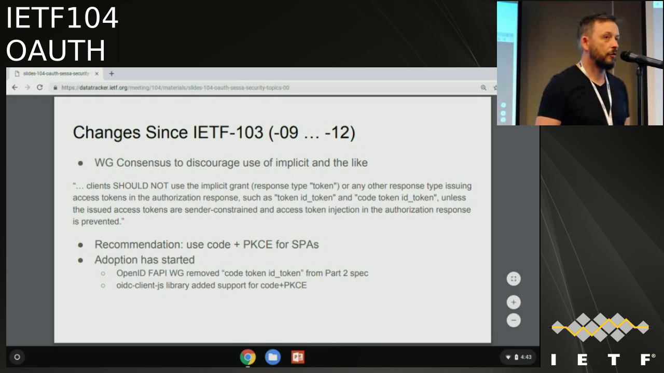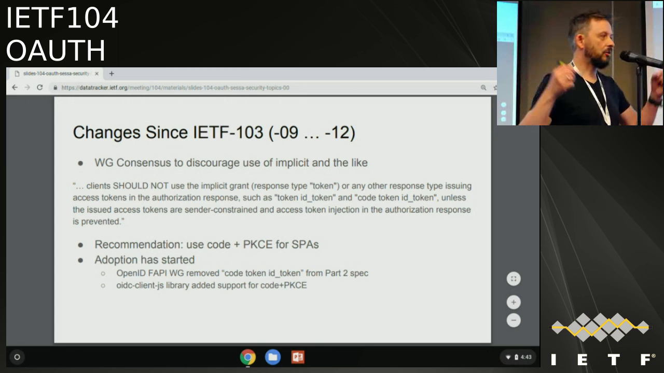I leaned in favor of a should not, because basically what I want to achieve is to get a movement rolling, right? In the end, anybody out there can do implicit as long as they want. But I don't want to give them the blessing that we as a working group recommend this kind of stuff.